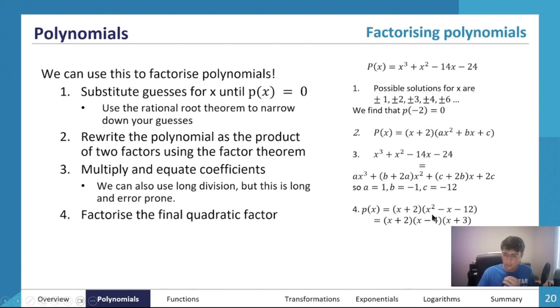Then we can factorize the final quadratic factor. So we know what the quadratic factor is. We can substitute our values a, b, and c, and then we just finish off by factorizing that further into linear factors. And there we go. We've converted our polynomial from expanded form into factorized form. Again, I know a lot of this is confusing, so please make sure you're asking questions in the chat.